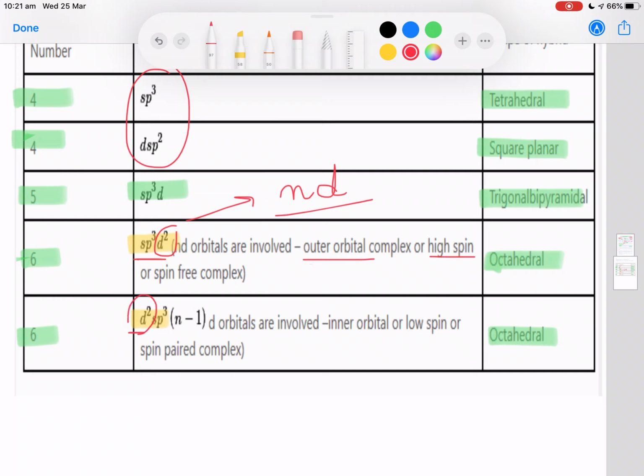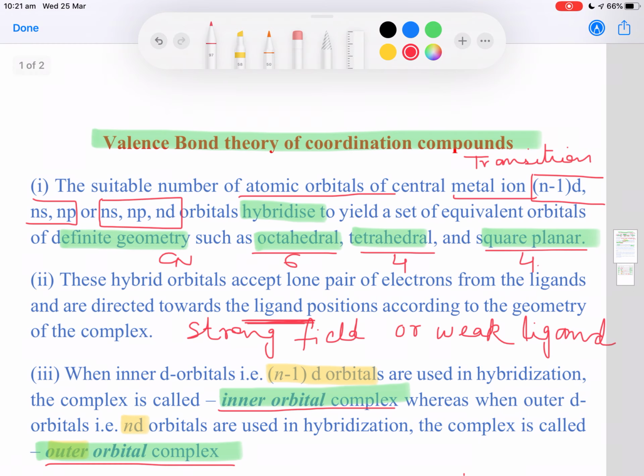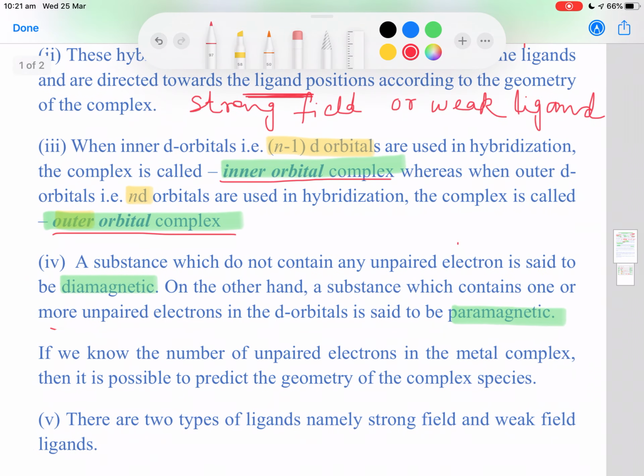So when d is towards the inner side, which d orbital of the central metal ion participates in bonding? It's the penultimate shell, n minus 1. In that case, the complex is said to be an inner orbital complex or low spin complex. You will understand this with the example which I'll be working out with you, okay? So here we go ahead.